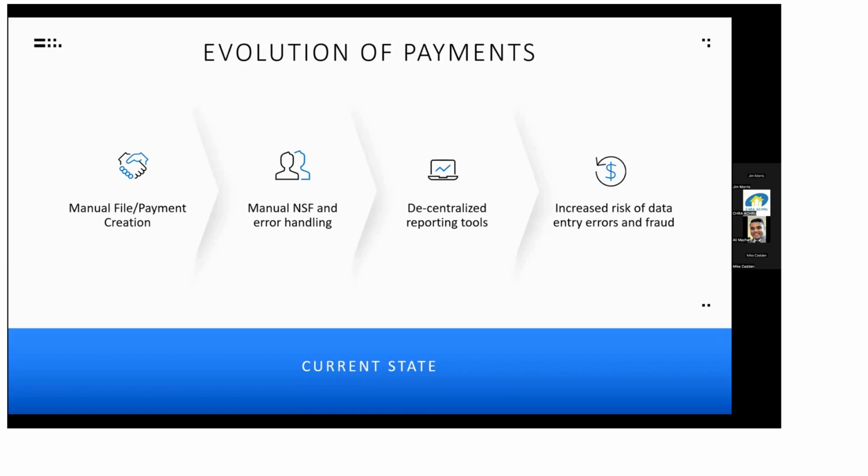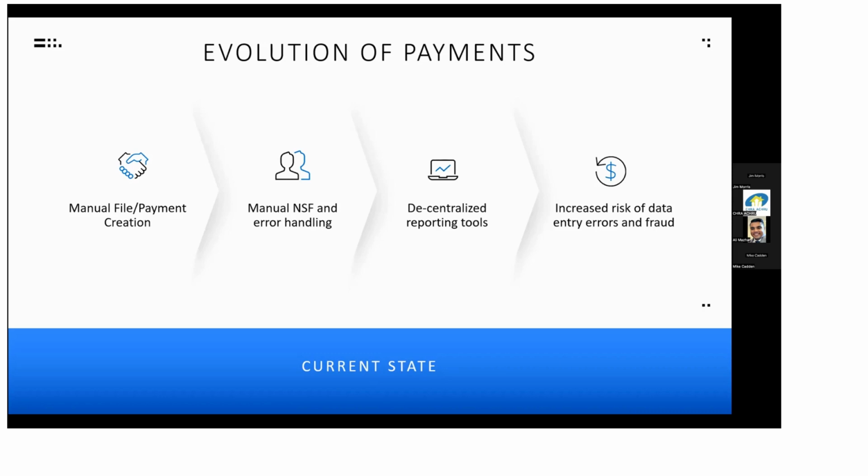In today's industry, what we see in terms of payments is manual files, manual initiation of payments, and from that, manual return handling. Reporting tools are decentralized. So once a payment is processed on a banking website, to return that data back into our central environment, and in this case, our Voyager environment here, it takes time and it takes effort.